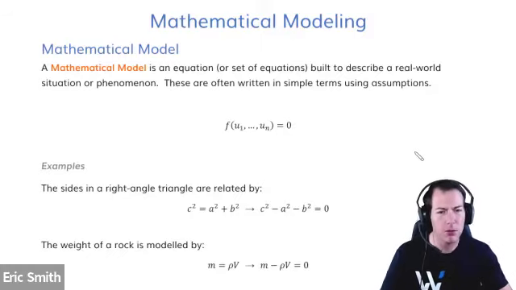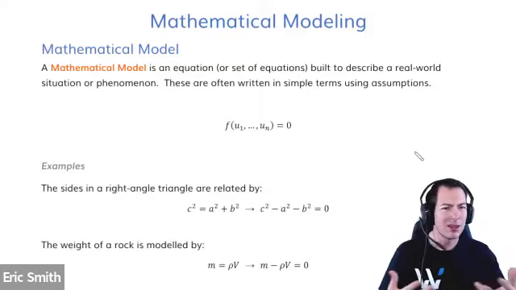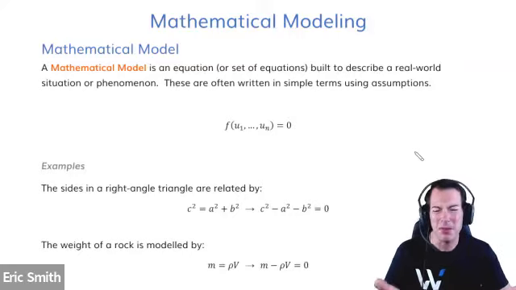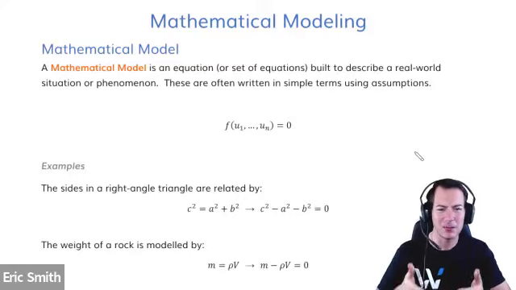Oftentimes they'll take the form of some sort of function equal to zero. The equal to zero part isn't really a special part. That doesn't necessarily make it a mathematical model. Again, what makes it a mathematical model is it's describing something real.